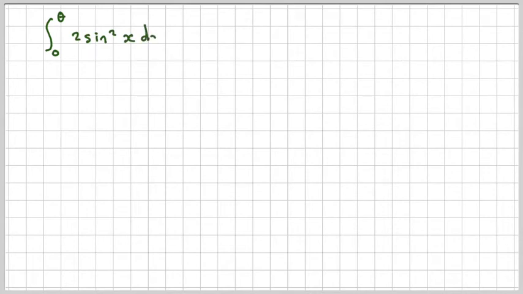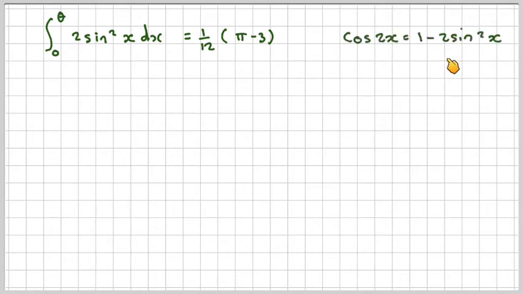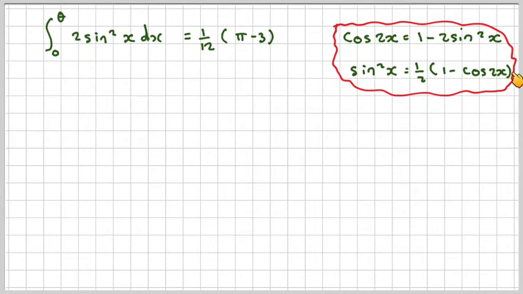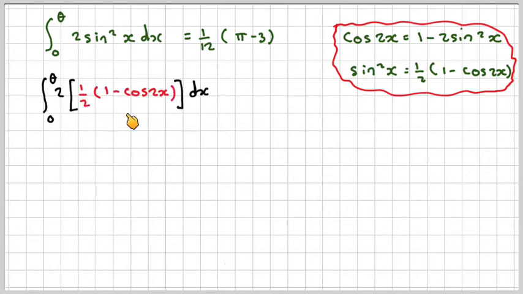So, first of all, we're going to have to work out the integral. So, the integral from 2 sine squared x dx. To do a sine squared, you have to use cos 2x is equal to 1 minus 2 sine squared x, and then rearrange that as sine squared x is a half of 1 minus cos 2x. So we're going to have from 0 to theta of 2 times 1 half of 1 minus cos 2x. So we substitute that in there instead of sine squared x. We still need the 2 outside because this is 2 sine squared theta.